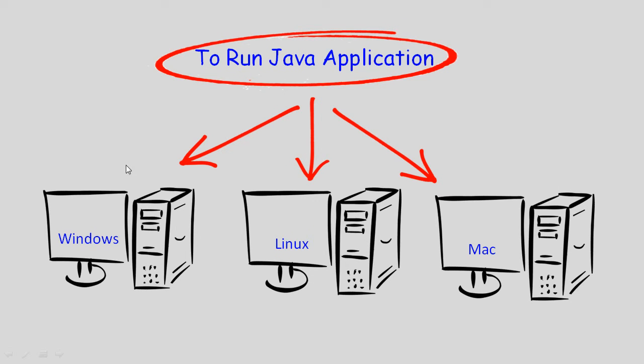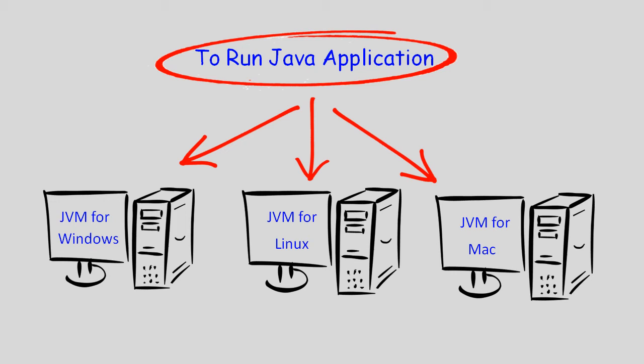Now if I want to run a Java application in a Windows operating system computer, I need JVM for Windows. If I want to run the Java application in this second machine, which has the Linux operating system, I need JVM for Linux. And if I need to run this Java application in another machine, which has the Mac operating system, I require JVM for Mac.